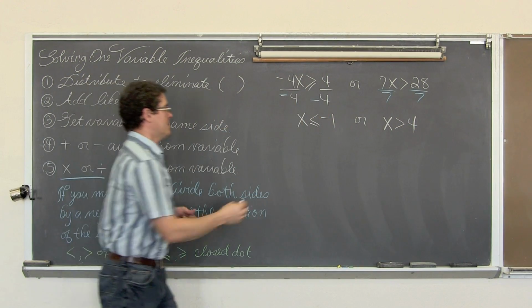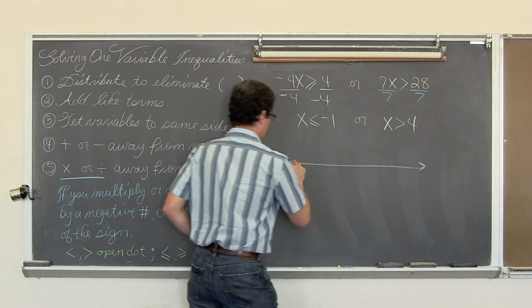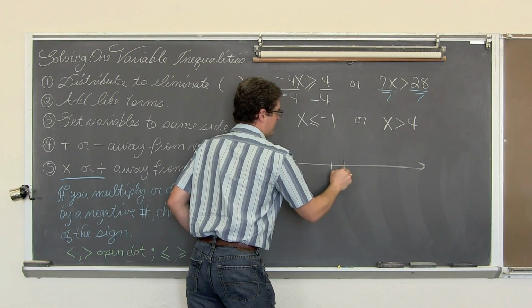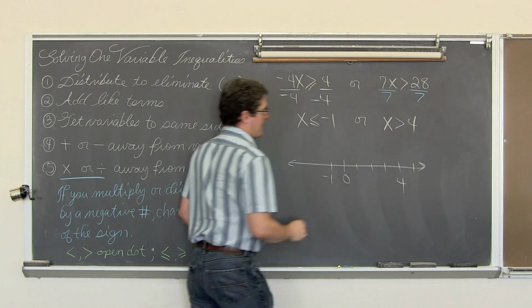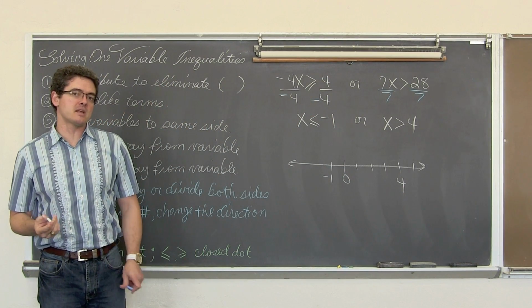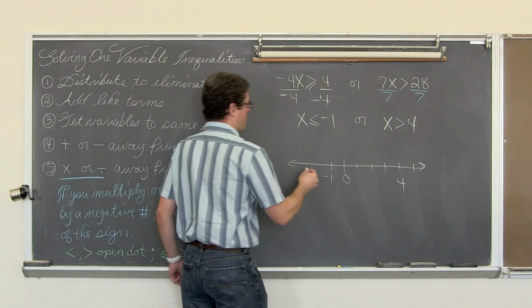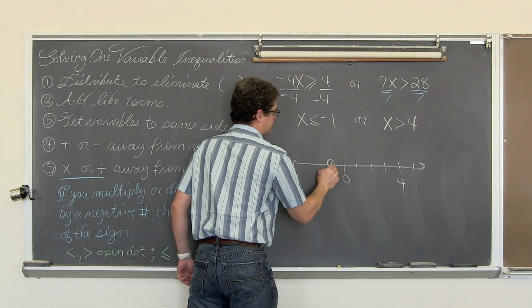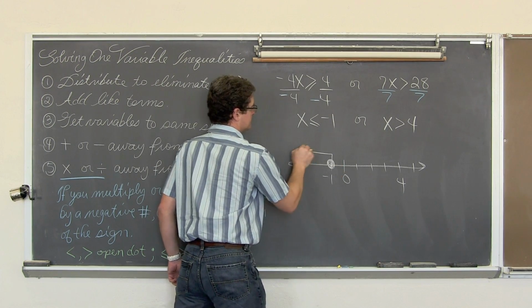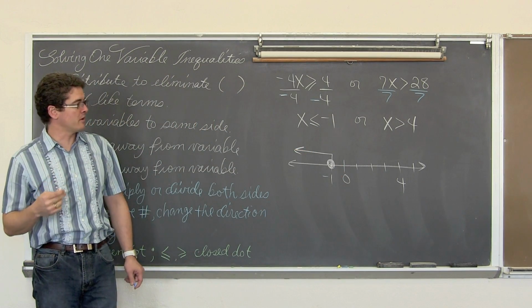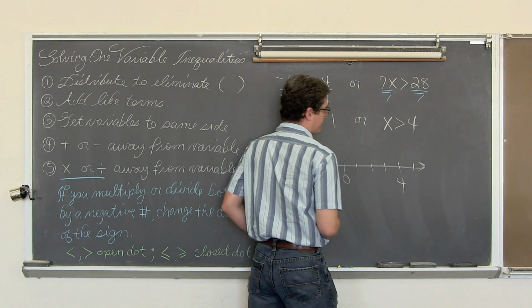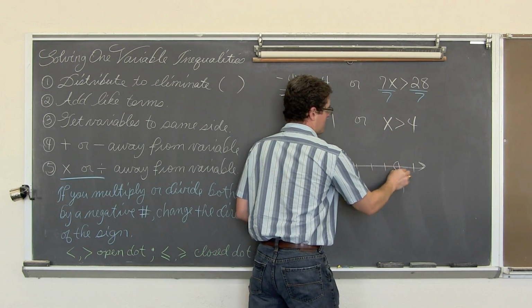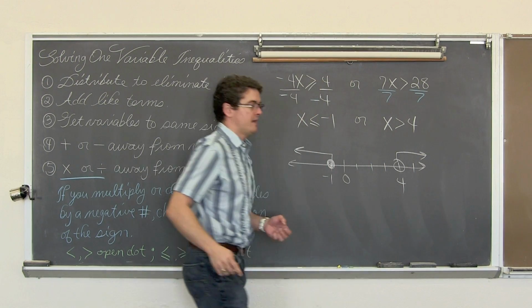Now, on the number line, we've got 0, -1, 1, 2, 3, 4, 5, and x is less than or equal to -1. So that's going to be a closed dot and shade to the left because that's where your x's are less than -1. And x is greater than 4. Now there's no equal sign again, so open dot and shade to the right.